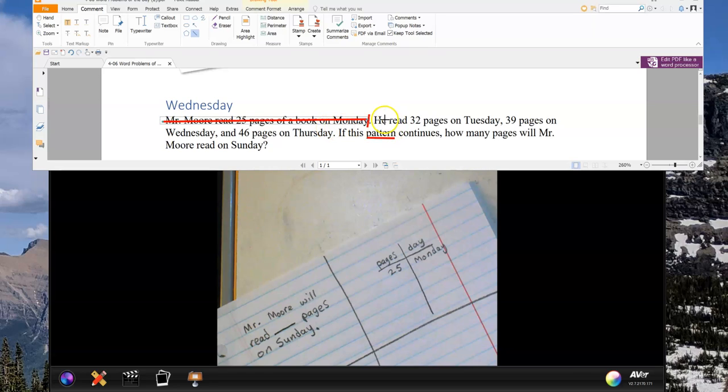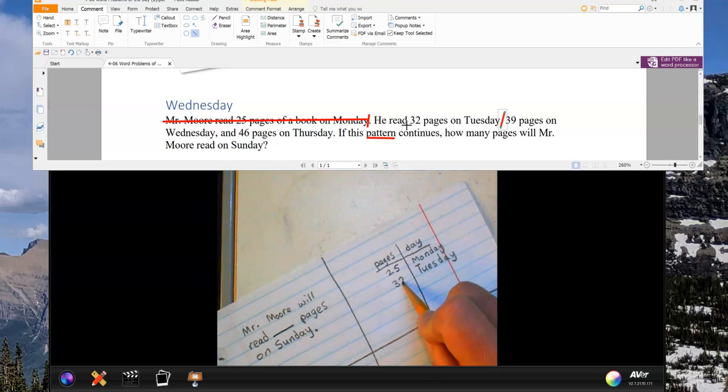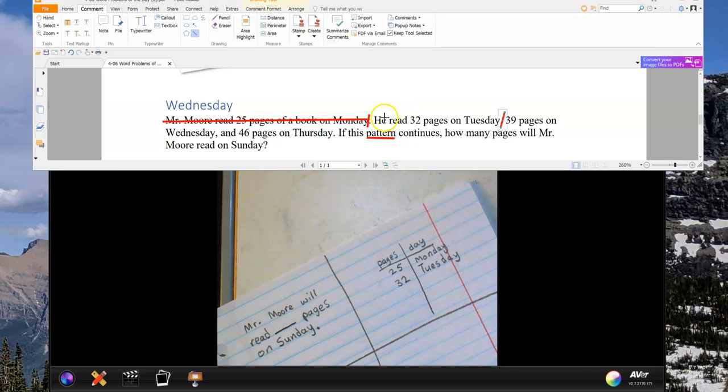I'll keep on going. He read 32 pages on Tuesday. There's a comma right there, so I'll stop. It looks like I can add to my table again. I'll use Tuesday in my table, and then I'll go over here and see 32 pages. So I'll write 32 in my pages. Check to see if you did the same thing, boys and girls. I'm crossing off my sentence, and I'm going to keep going.